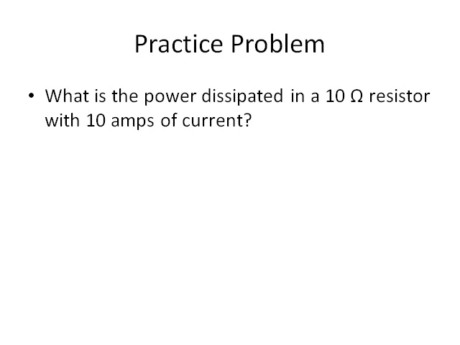Okay, so one practice problem. What is the power dissipated in a 10 ohm resistor with 10 amps of current? The equation I want to use here is that power equals I squared R, because I don't have the voltage. So if I square my current, I get 100, and then my resistance is 10, so 100 times 10 is 1,000.